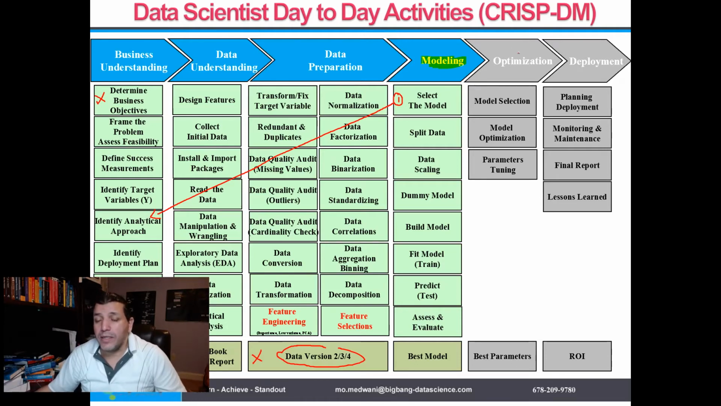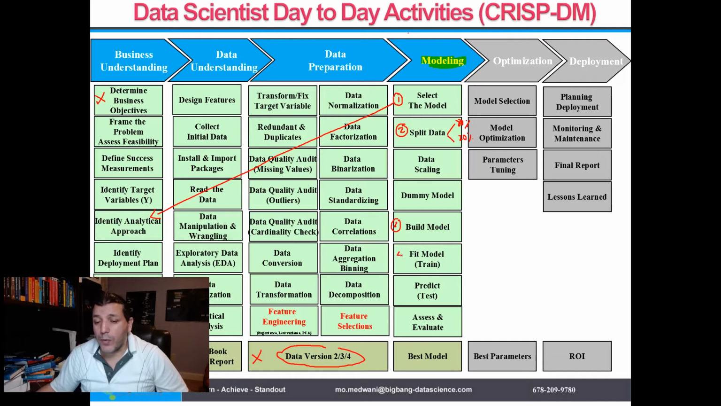So number one, we need to split the historical data into two parts, 80% and 20%. Number two is splitting the data, and number three, this could be applied, is scaling the data, dummy variables, and building the model. So we need to initiate or import the library for the model.